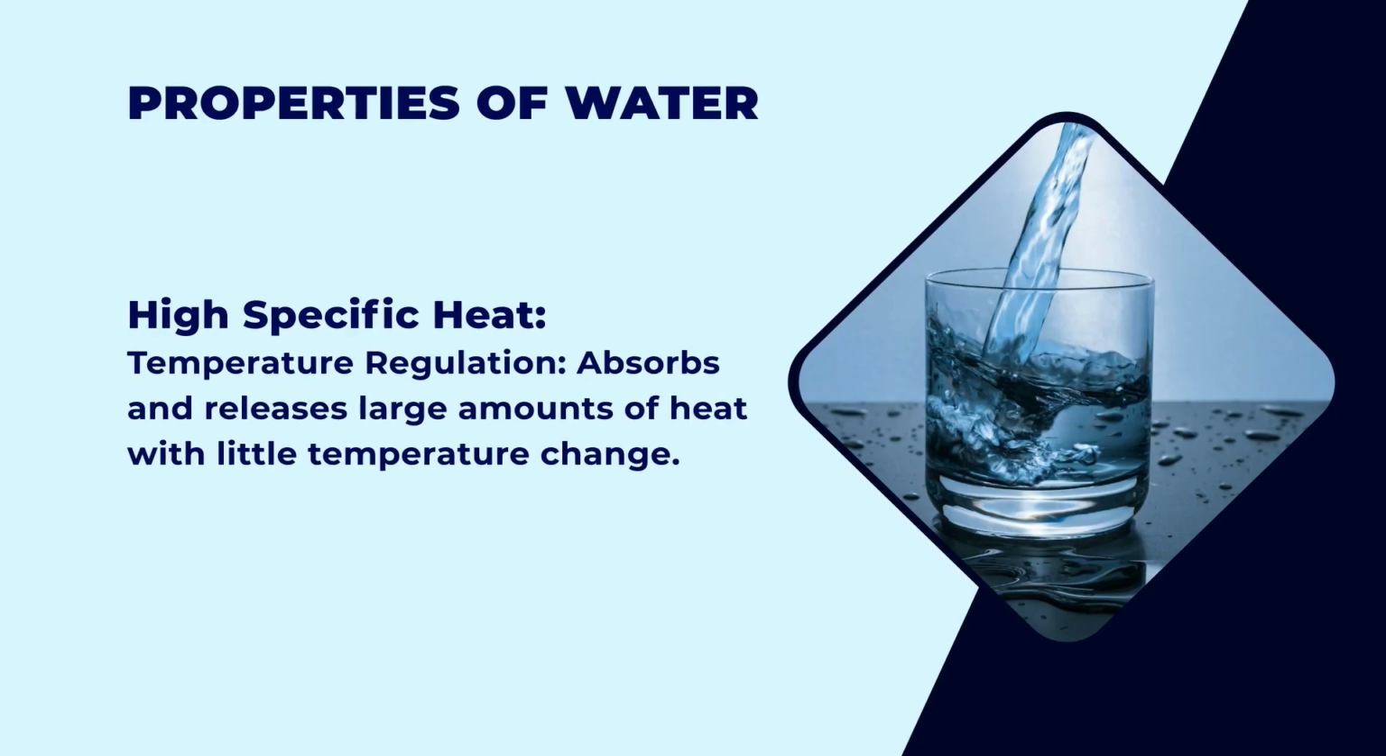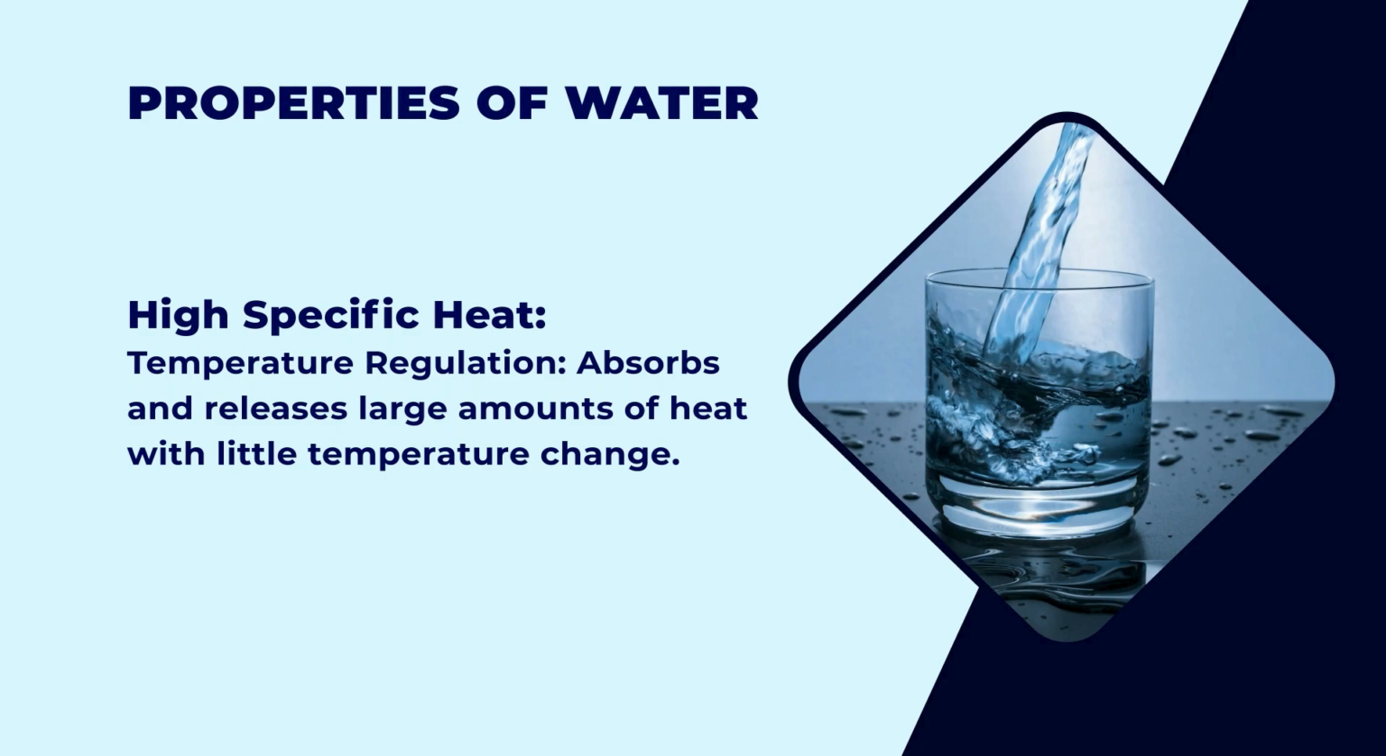It also has a high specific heat. We know about specific heat, which is indirectly a type of heat capacity. This is helpful in food processing for temperature regulation. It absorbs and releases a large amount of heat with little temperature change. This becomes important when we are processing any food product which contains high water content.